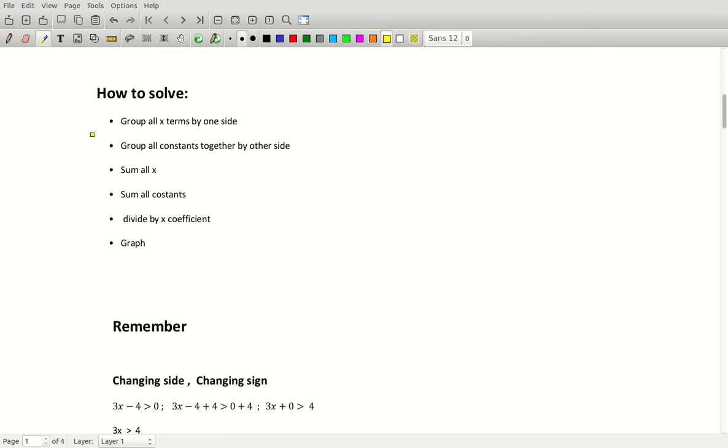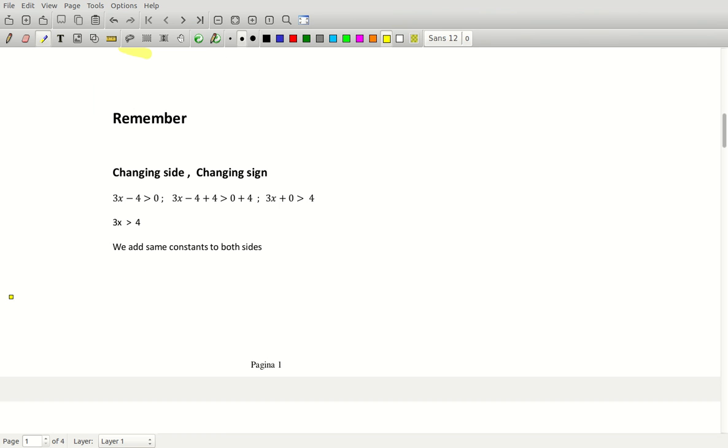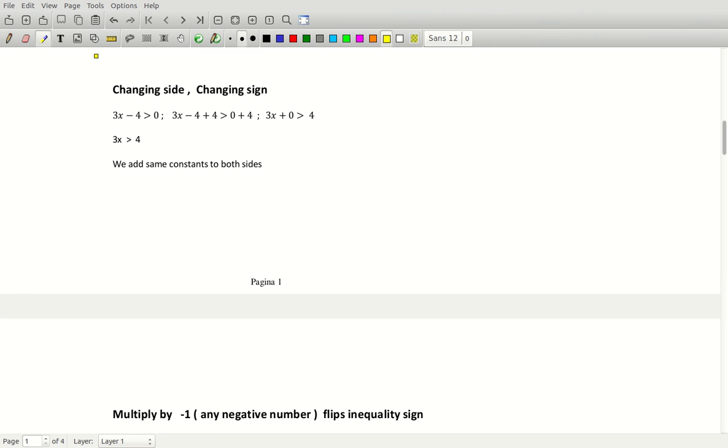Look now at the steps we have to follow to solve these inequalities. We have to group all x terms on one side. We have to group all constants together on the other side. We have to sum x terms and constants and divide by the x coefficient. Now we obtain the solution and we graph it. Two things we have to remember. One, if we change the side of any term, we have to remember to change its sign.